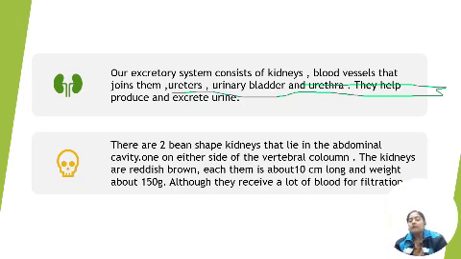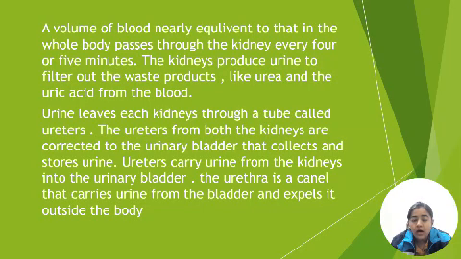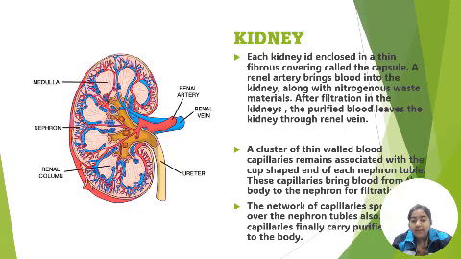What is the second function of the human kidney? The first one is filtration. It is not only the filtration of water from the body, but it also works as a filter for blood. Now, a volume of blood nearly equivalent to the whole body's blood passes through the kidney every 4 to 5 minutes. The kidney produces urine by filtering out waste products like urea and uric acid from the human body.